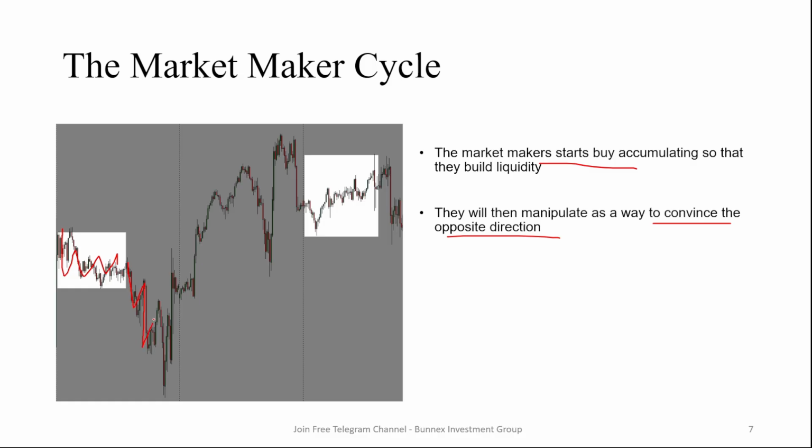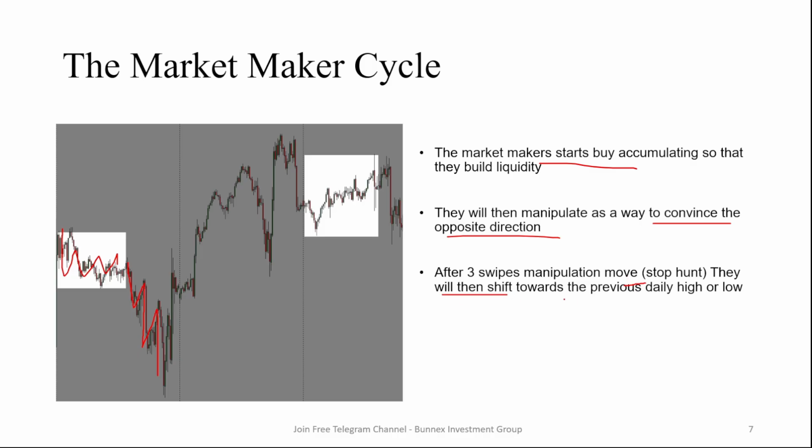We can see 1, 2, and 3, or basically it would be 3 candles in one particular direction, which are basically swipes. So after 3 swipes manipulation move, they will then shift towards the high of the previous day or low of the previous day. So this image shows what these guys are trying to achieve almost every time the market moves, right?